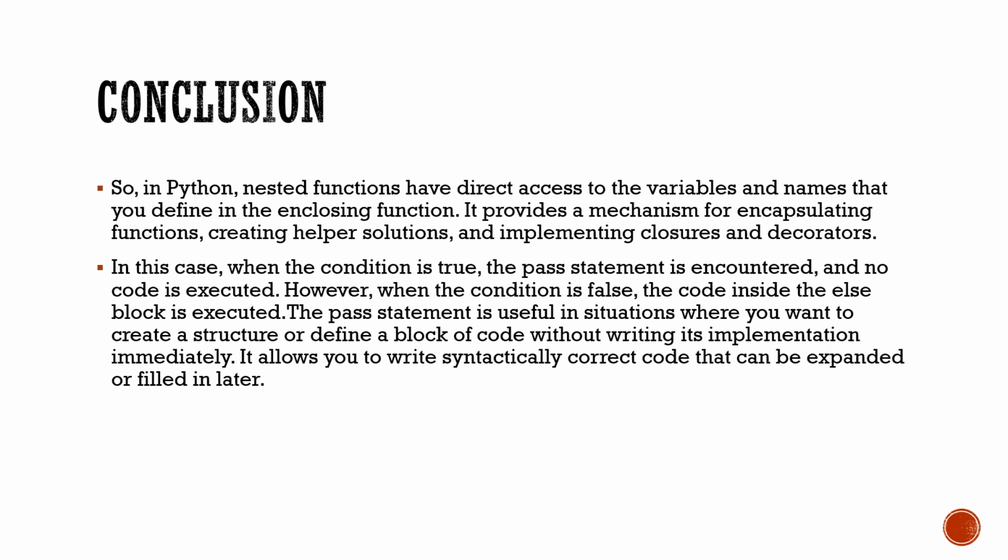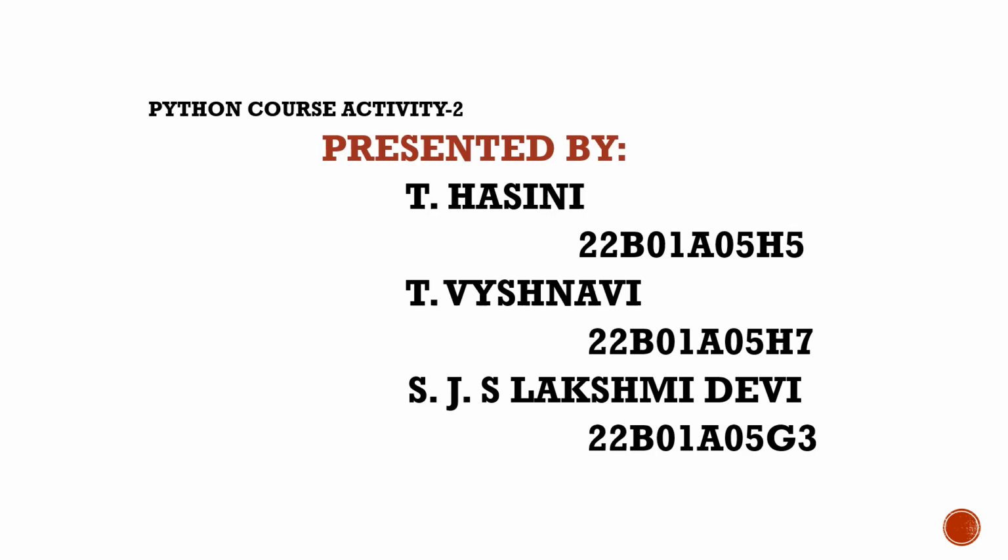In this case, when the condition is true, the pass statement is encountered and no code is executed. However, when the condition is false, the code inside the else block is executed. The pass statement is useful in situations where you want to create a structure or define a block of code without writing its implementation immediately. It allows you to write syntactically correct code that can be filled in later.